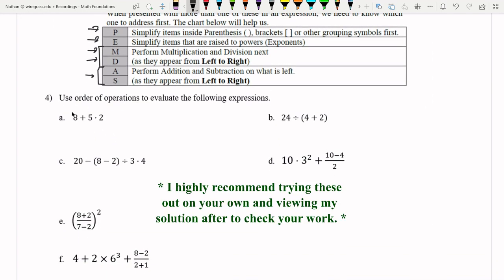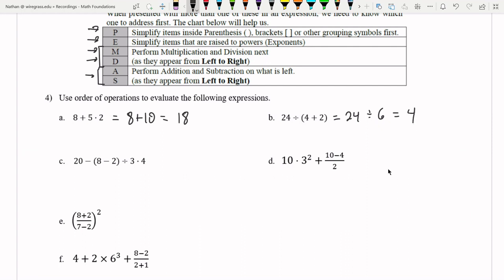There are no parentheses, there are no exponents. There is multiplication, so that's going to be done first. 5 times 2 is 10, and 8 plus 10 is 18. Once there's a single operation left, just do that operation. Here we do have parentheses, so this can be done first. 4 plus 2 is 6. And 24 divided by 6 is 4.